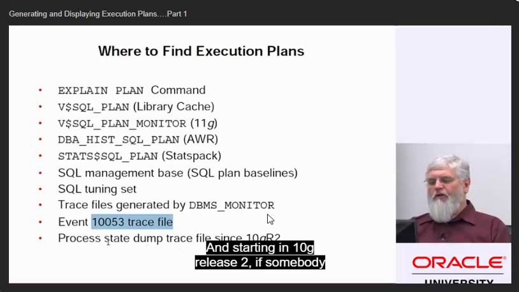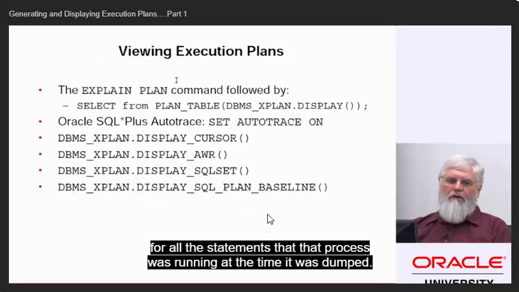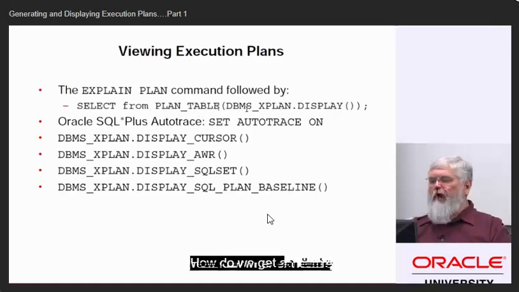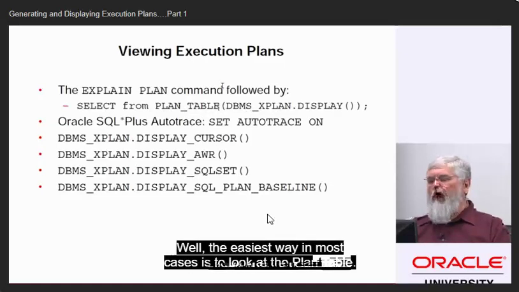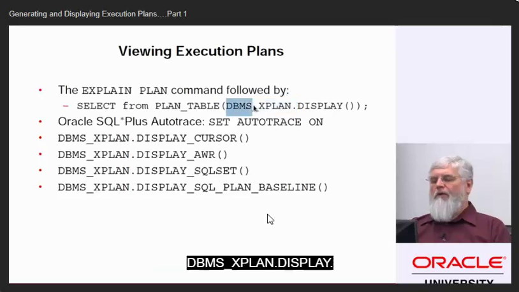Now, how can we look at them? We know where they are. How do we get at them? Well, the easiest way in most cases is to look at the plan table, and to use DBMS_XPLAN. You can get them out of the plan table by using DBMS_XPLAN.DISPLAY. It was the original method. AutoTrace will also display them, and I gave a little demo of that earlier on when we were looking at one of the practices.